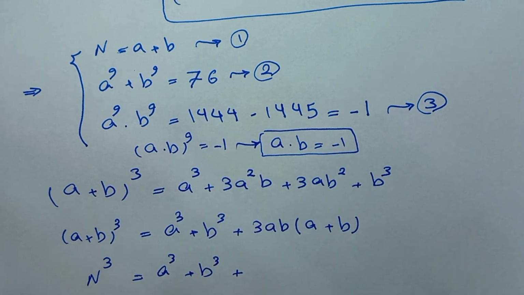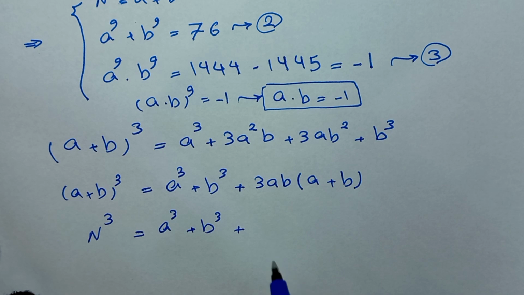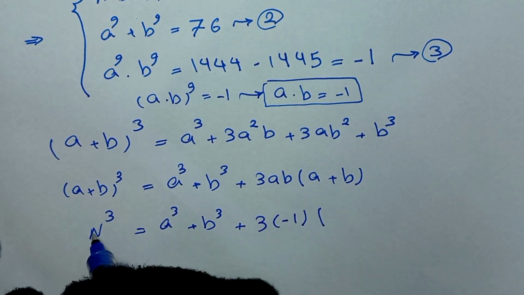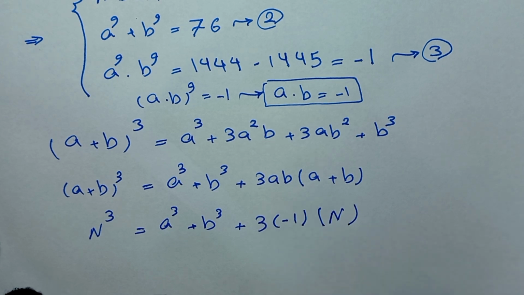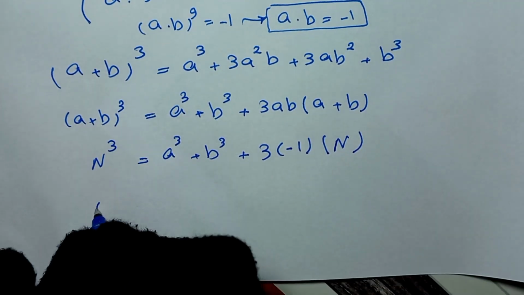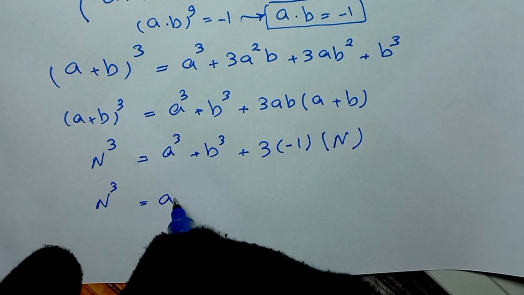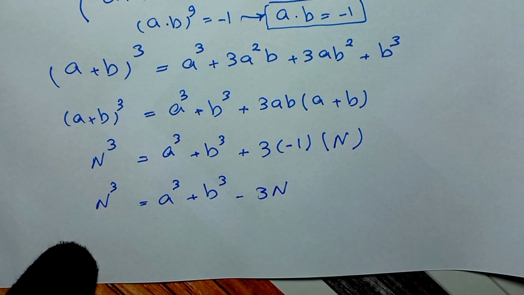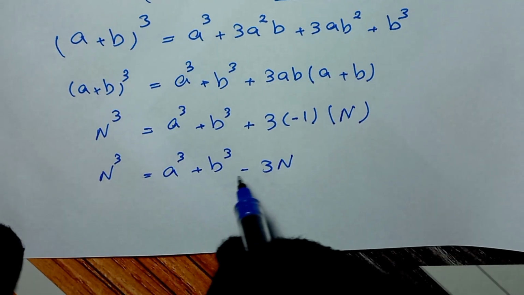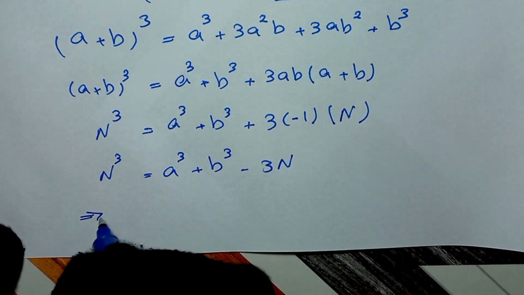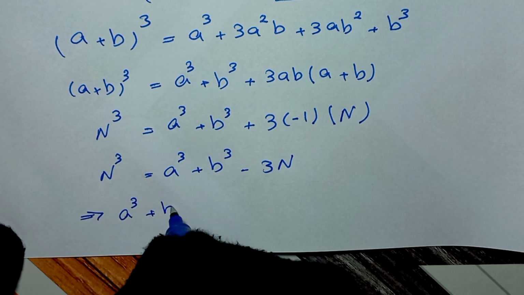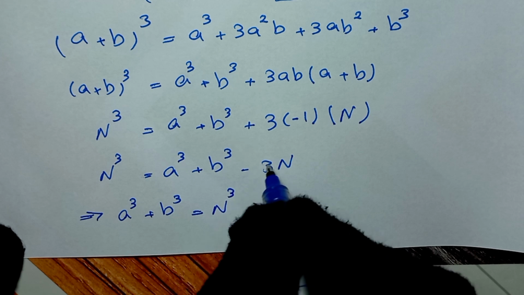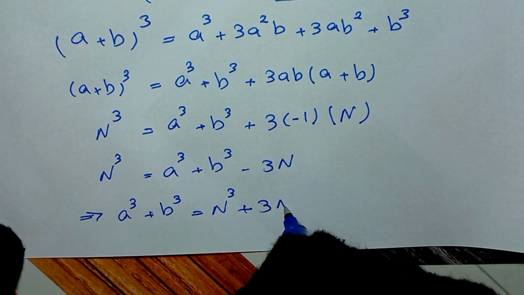So, from here, a times b is -1, so it will be 3 times -1 and times a plus b, and a plus b is n. So, it will be n cube is equal to a cube plus b cube minus 3n. And we take this to this side, and it will be a cube plus b cube is equal to, in here we have n cube, and we take this to this side, it will be plus 3n.